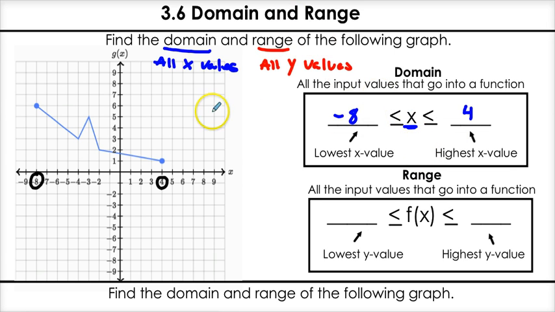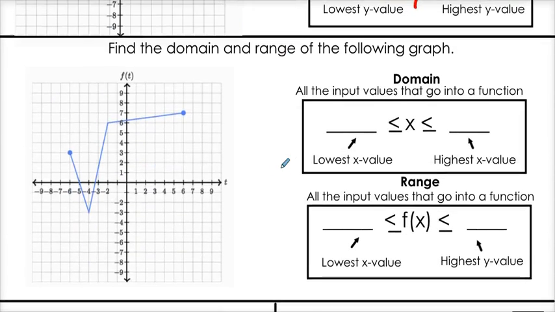Now the range is all the y values. And remember, this is your y-axis. So you look for where the lowest y is. That would be here at 1, okay? And then you go for your highest y, which is here on the y-axis. So the lowest y is 1, and the highest y value is 6. So the range of this function is from 1 to 6. What this is telling us is that f of x, which is also the same thing as writing y, is in between 1 and 6. Okay? So you just write the lowest value and the highest value for both the x and y to find the domain and range. Let's try it one more time, okay?